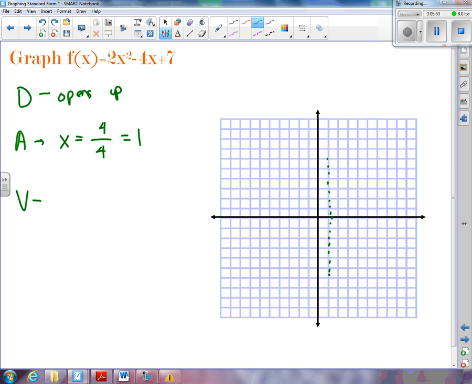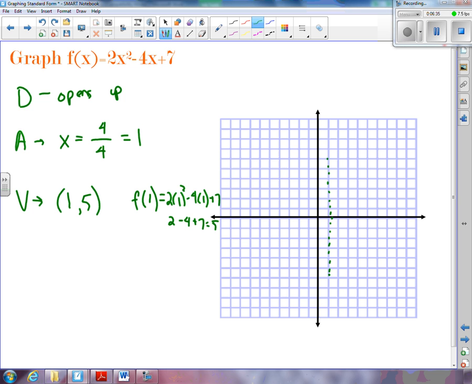Then the next thing is V. V stands for vertex. The only thing that you have to do to find your vertex is plug in the number that you got for your axis of symmetry into the equation. Because if x equals 1 is the axis of symmetry, then the top or the bottom of your U will always sit on that axis of symmetry. So I know that the x value is whatever I got in the previous section. Then all I have to do is plug it in. So I have to find f of 1. So I get 2 times 1 squared minus 4 times 1 plus 7. That's 2 minus 4 plus 7, which is 5. So I have the point (1, 5) as my vertex.